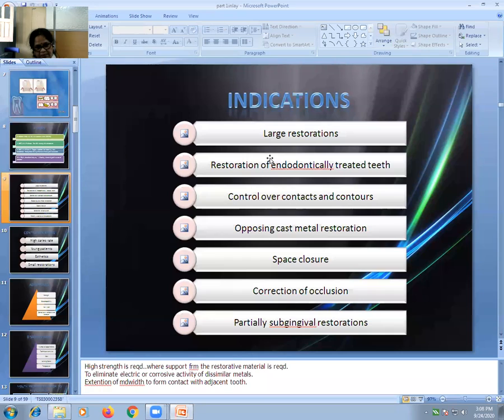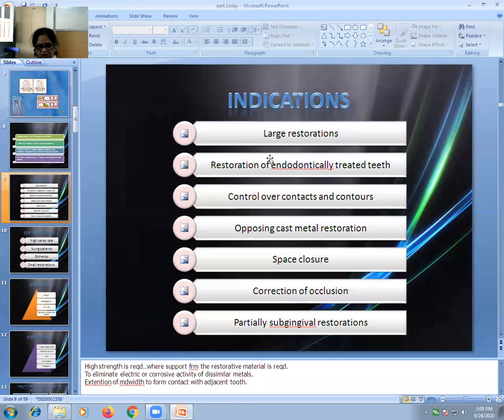And whenever there are big spaces to be closed, as I was telling at the time of the contact and contours, space closure is difficult with the direct filling materials, so fabrication outside is preferred for the space closure. And whenever a correction of the occlusion is required, at that time you may need to cover some cusp or exclude some cusp. So at that time again you are using the cast restoration.